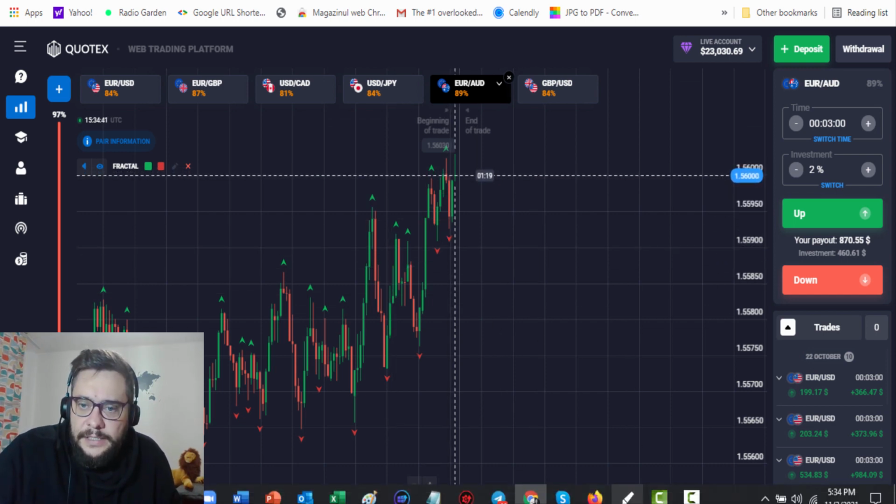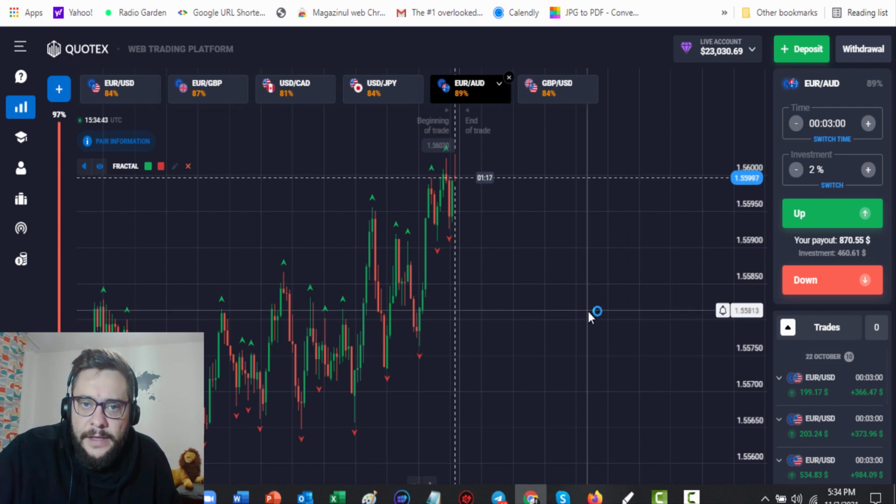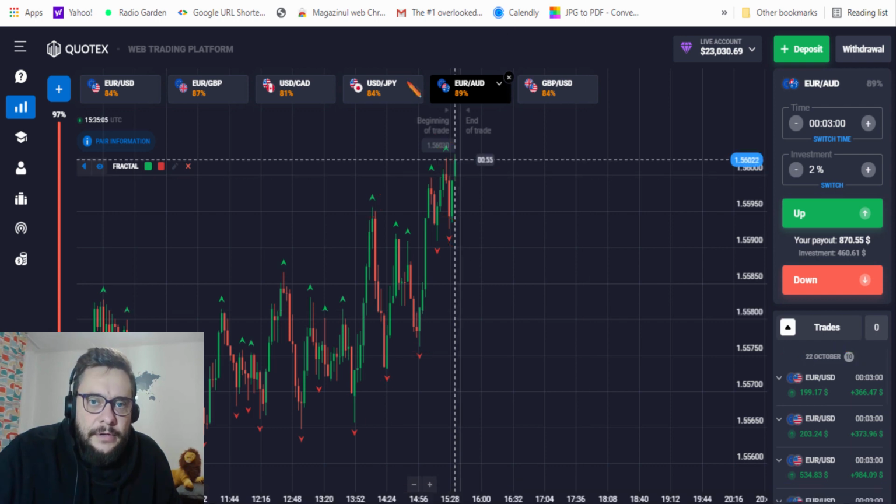As you can see, I haven't traded for a quiet time since 22 October. I didn't place a trade here, and here we have a nice downtrend and a nice uptrend on Euro AUD, downtrend here, uptrend here. So you can make a lot of money from these signals right here. Let me go ahead and close this one.